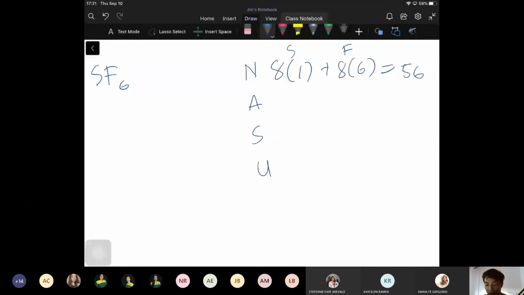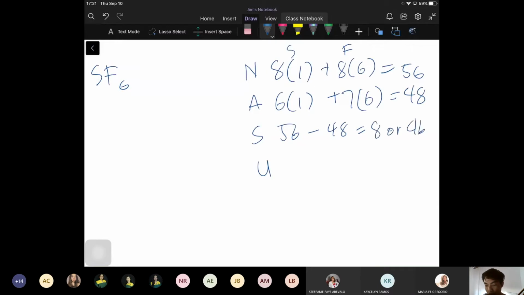Then, available. Sulfur, that is in group 6 times 1. Fluorine, that's in group 7 times 6. Kasi 6 yung fluorine. 48. No? So, 56 minus 48, ilan yon? 8. No? Or 4 bonds.